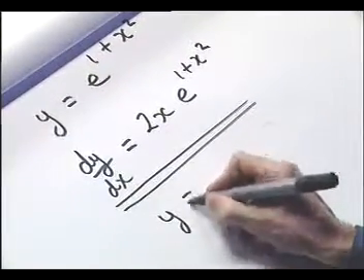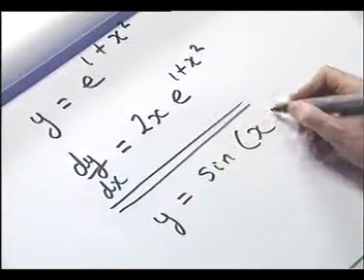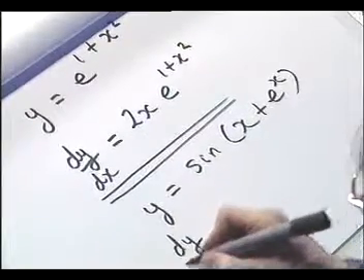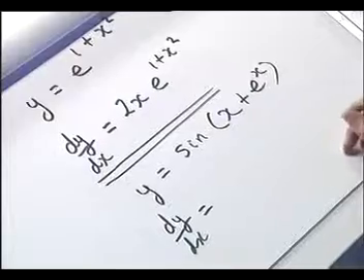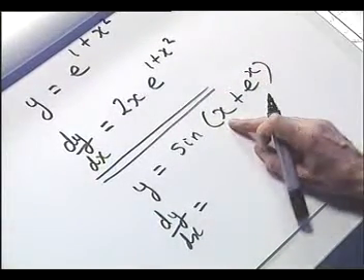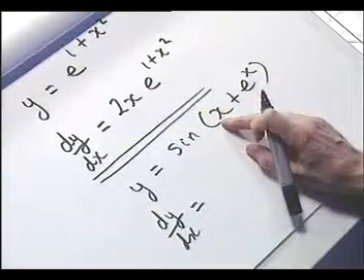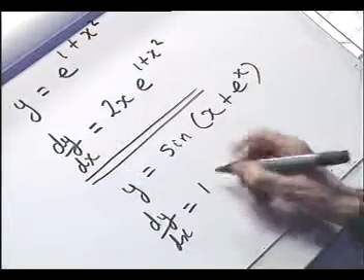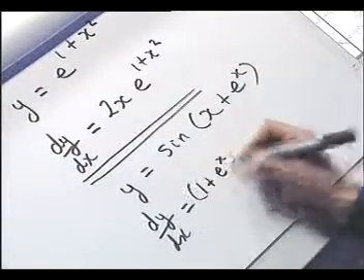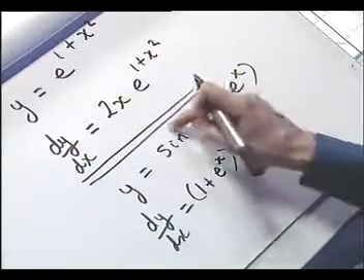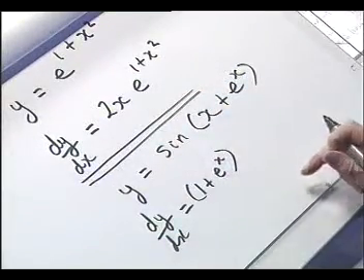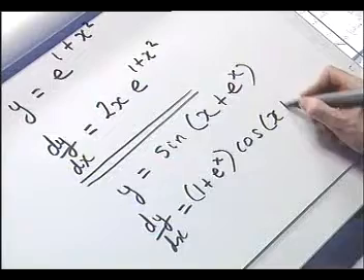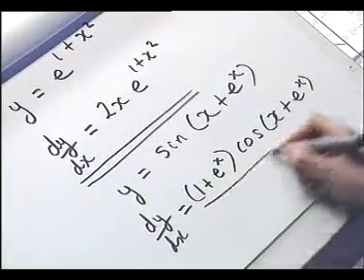Let's take y equals the sine of x plus e to the x. dy by dx is equal to, well, here we can identify the g of x, so we want the derivative of this to write down. The derivative of x is 1, the derivative of e to the x is just e to the x, times by, and we want the derivative of this as though this were u, and the derivative of sine is cos, and then x plus e to the power x.